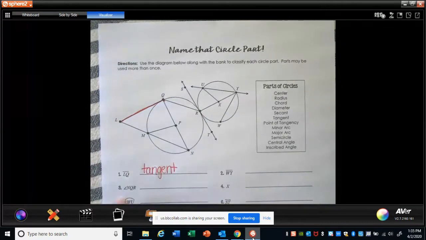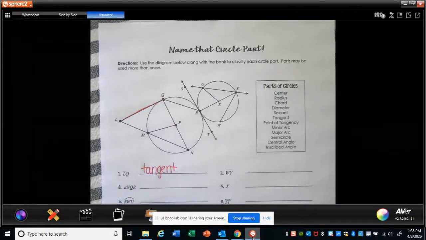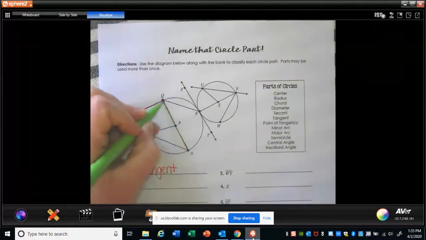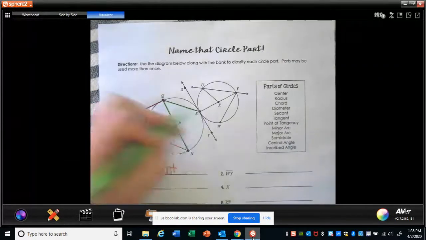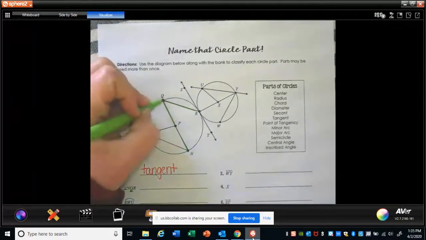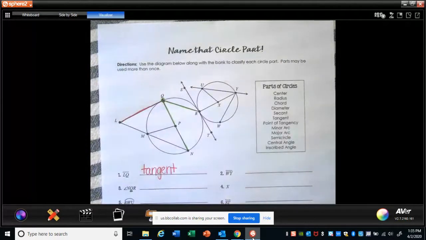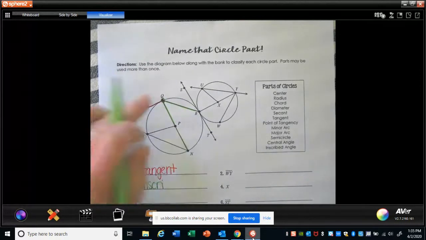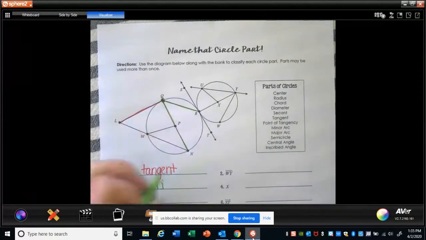All right. The next one says angle NQR. If we locate angle NQR, order matters, remember? So Q is going to be our vertex. That is that middle letter. Notice that this vertex is on the circle. If we're looking at our word bank, we've got two different angles. So this would be our inscribed angle, and that's because the vertex is located on the circle.